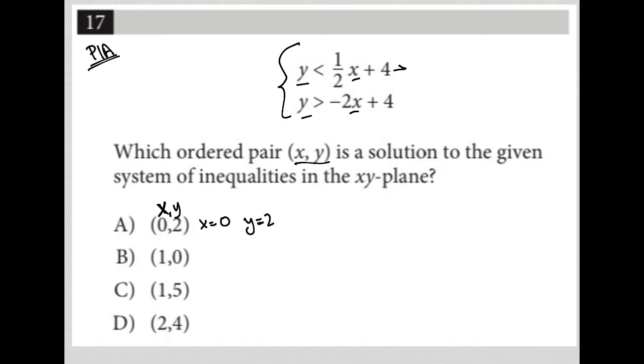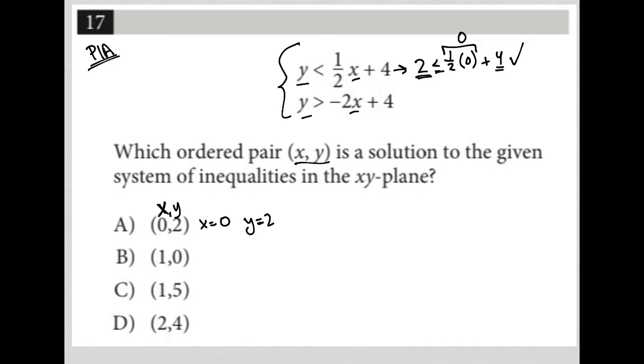So here, for instance, if I replace y with 2 and say 2 is less than 1/2 times 0 plus 4, well, we know that 1/2 times 0 is 0, 0 plus 4 is 4, and yeah, it is true that 2 is less than 4.